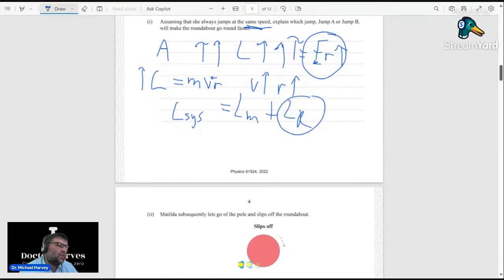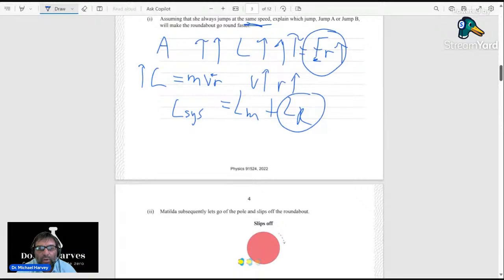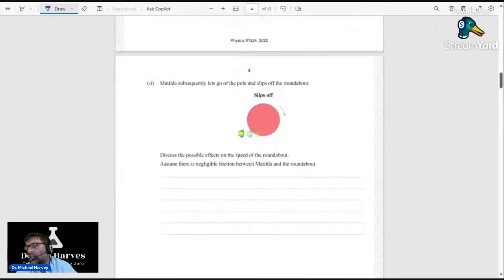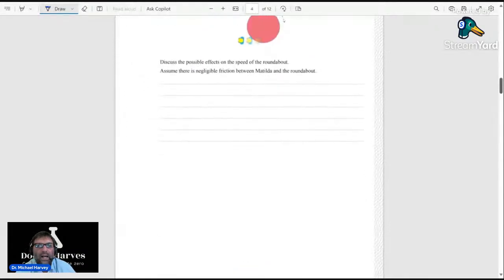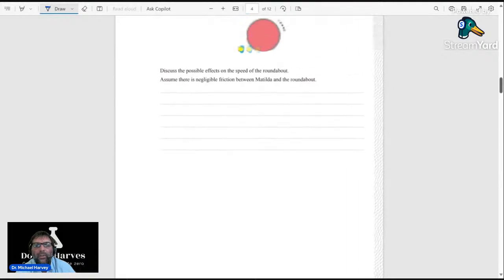So that means the roundabout doesn't change its angular velocity even though she slipped off. And in the case of slipping off, she does not exert a torque, so she's not changing the speed. No external torque means it doesn't increase the speed either. So there's no effect on the speed of the roundabout when she slips off. And that was part B or dii.